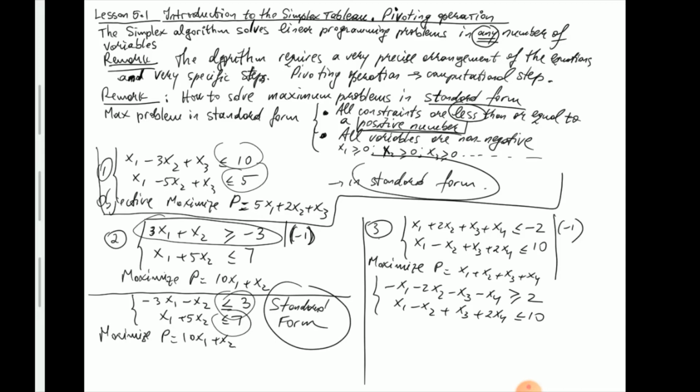In example 3, no matter what you do, you don't get the constraints in terms of less than a positive. If it's in this form, it is less than a negative. If I multiply by -1, it becomes greater than a positive. Either way, this cannot be brought into the standard form. And this is the type of problem that I won't require in the exam.